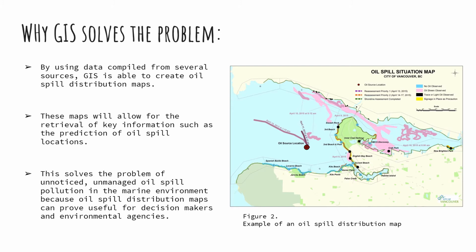Third, this solves the problem of unnoticed, unmanaged oil spill pollution in the marine environment because oil spill distribution maps can prove useful for decision makers and environmental agencies. GIS can allow for the ability to extract oil spill parameters such as location, linear size, and even the spill area. It also allows for the identification and categorization of additional information, which can then be arranged and used in GIS, much like ArcGIS. GIS is also able to quantitatively and qualitatively characterize environmental conditions and the spatial and temporal distribution of marine basins as a whole.